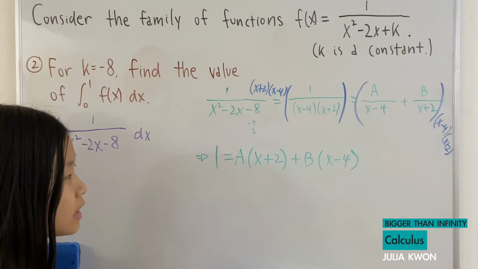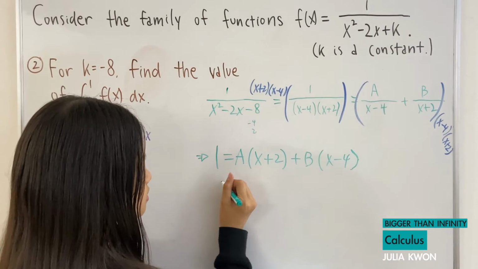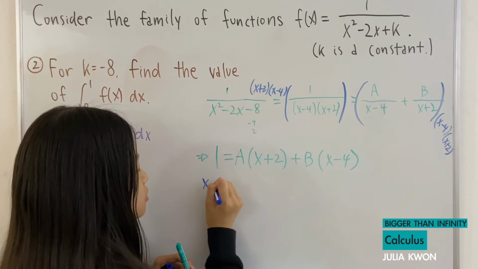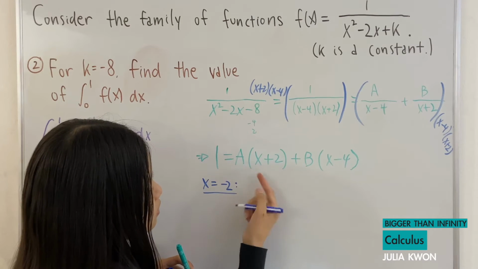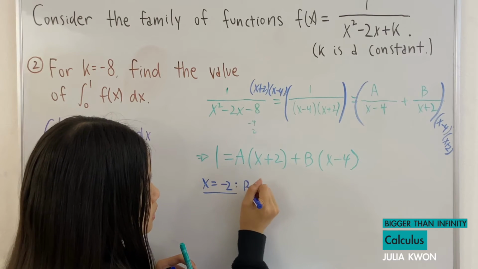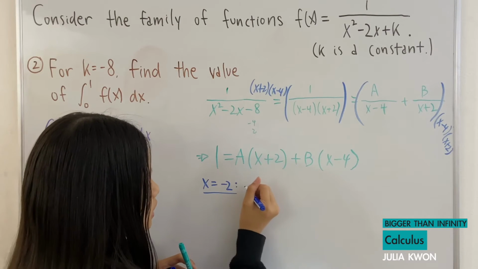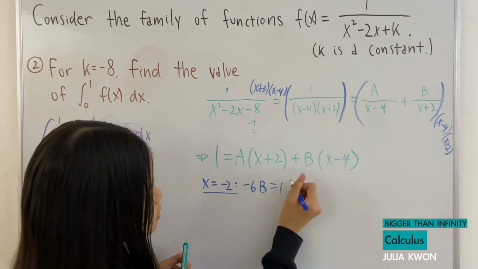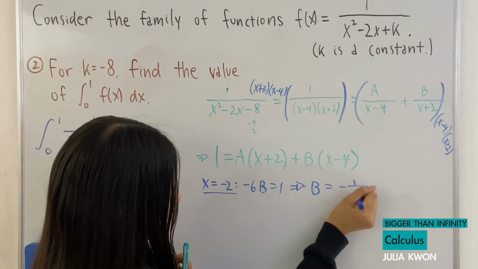The way we're going to do that is we're first going to put in x as -2. So when x is equal to -2, this term would cancel out as 0, and we would just have b multiplied by -2 minus 4, so -6 times b is equal to 1. And if we solve for b, we have b is equal to -1/6.